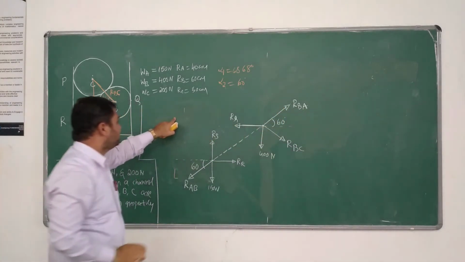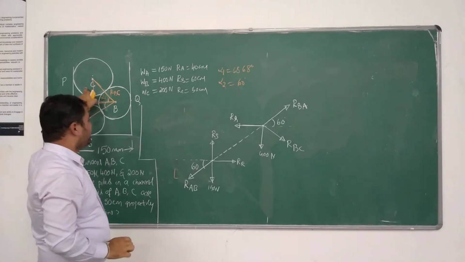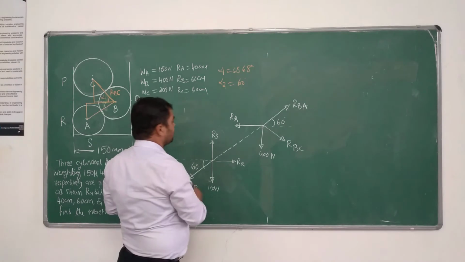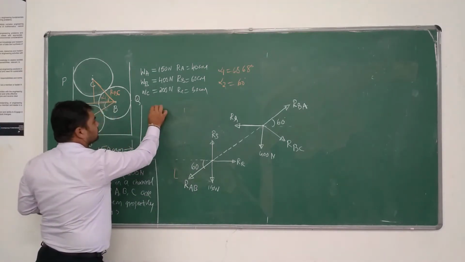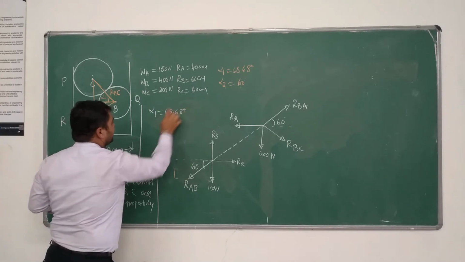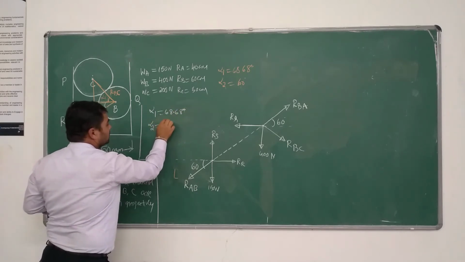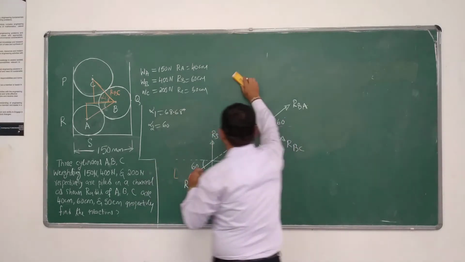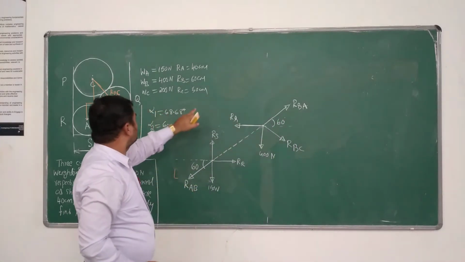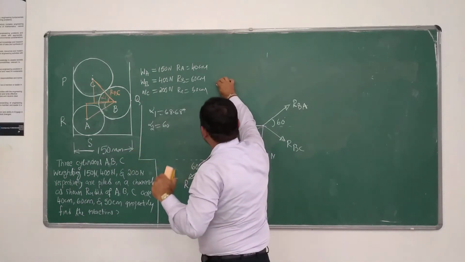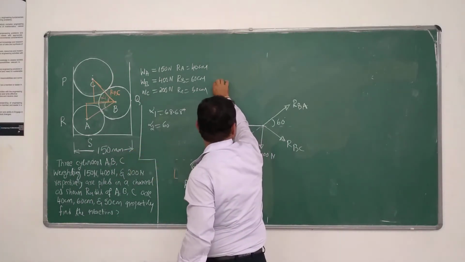Now write the free body diagram for sphere C. Here alpha 1 is equal to 68.68 degrees and alpha 2 is equal to 60 degrees. Just remove these values. Now we have to write the free body diagram for cylinder C. At C again, mark the point C.